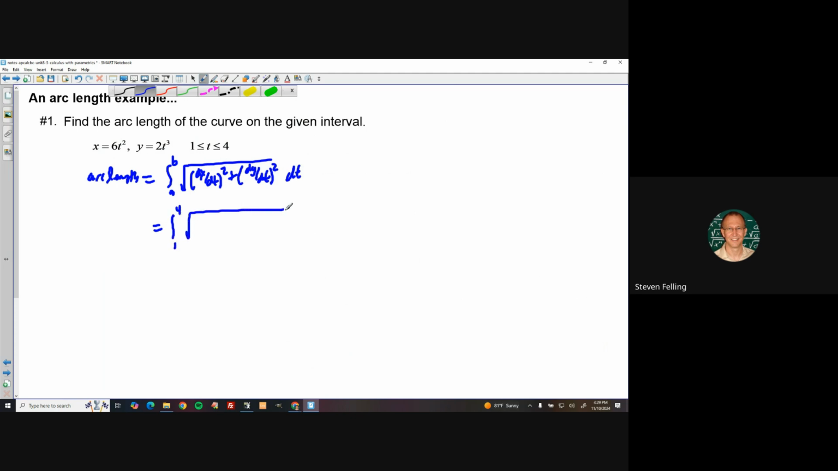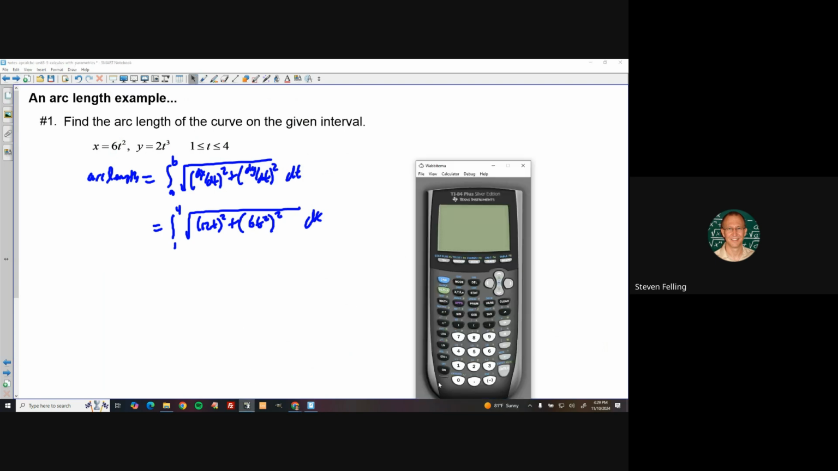We're going to take the square root, and in this I'm going to put the derivative for the dx dt. So that derivative would be 12t squared, plus the derivative here is going to be 6t squared squared. And then we could just integrate that. Let's actually just go ahead and do that in a calculator with our Math 9 function. So I'm going to put this into functional mode real quickly.